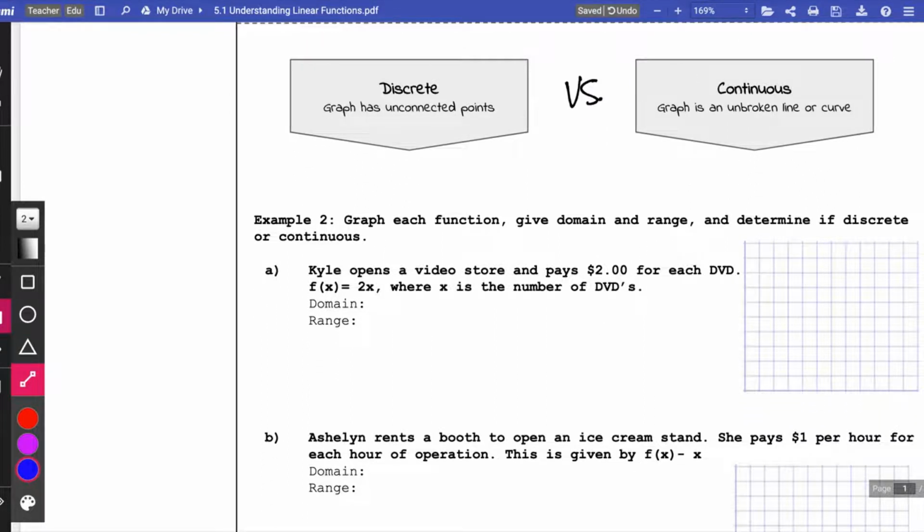The concept we're going to talk about is discrete versus continuous, which is something we have actually already talked about. So remember, discrete is where the graph has unconnected points, and continuous is an unbroken line or curve, so the dots are connected. So in this problem, we're going to give the domain and range and determine if it's discrete or continuous. So Kyle opens up a video store and pays $2 for each DVD, which is given by f of x equals 2x, where x is the number of DVDs.